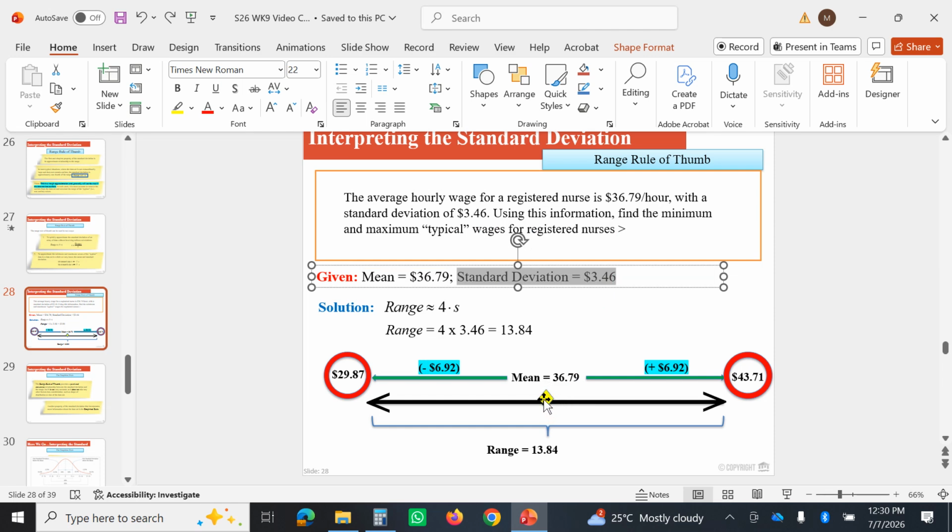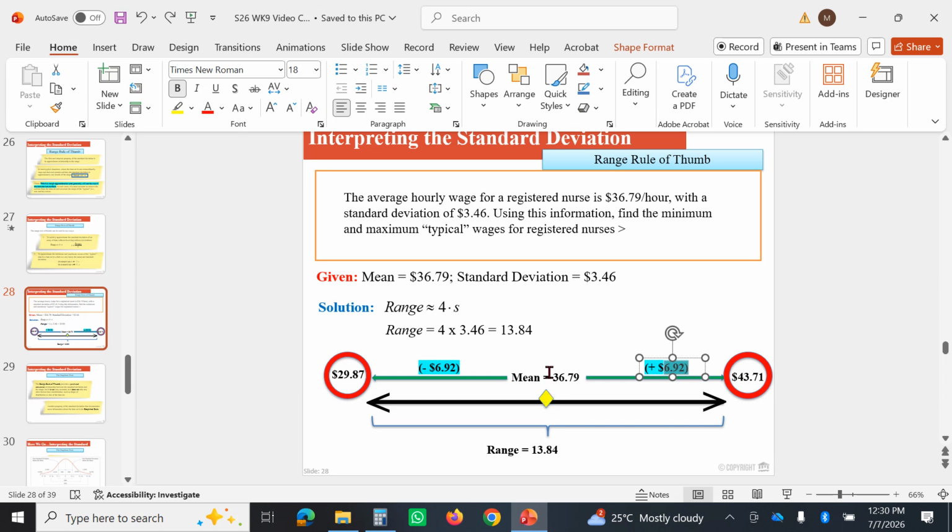So there's your mean, $36.79. Okay, well, what is my range? We only have the mean and the standard deviation. The question is asking for the max and the min, so we need to know the range. Range is equal to 4 times the standard deviation. Well, 4 times 3.46 gives us a total range of around 13.84. So 13.84 divided by 2 is 6.92.